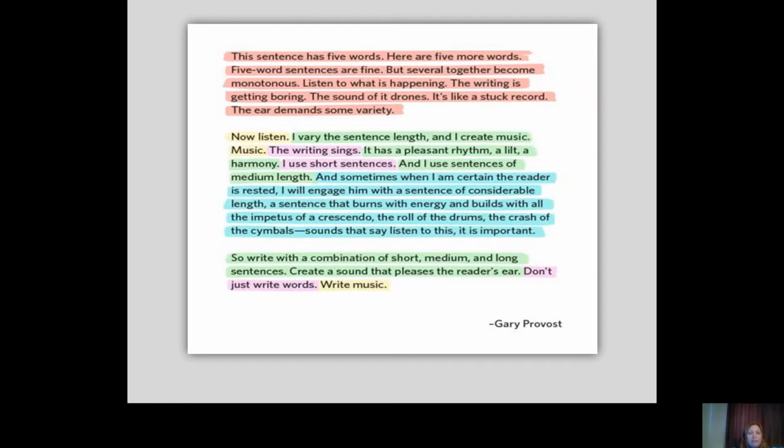So, write with a combination of short, medium and long sentences. Create a sound that pleases the reader's ear. Don't just write words, write like music. Quite lengthy, but I think that's a really lovely piece, and you'll have this resource sent out to you just to kind of explain the difference.